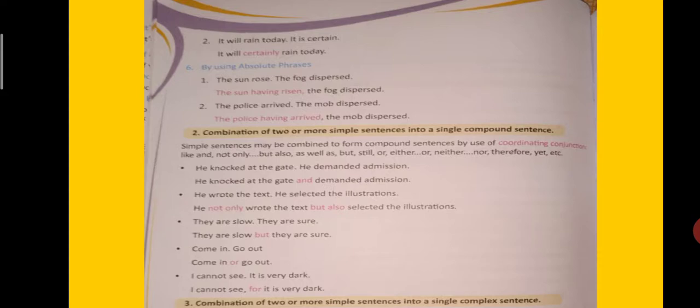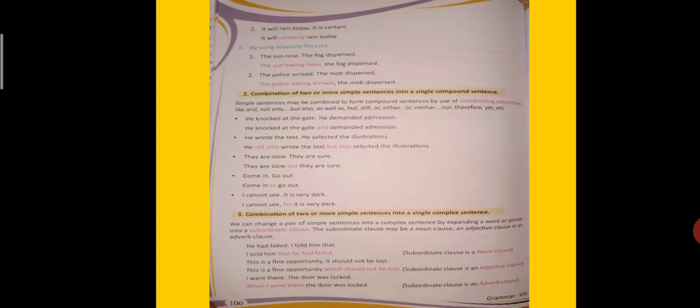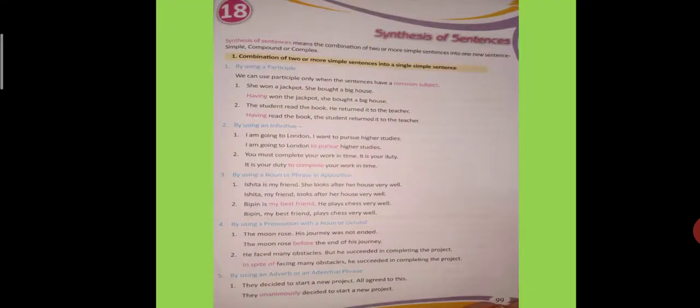So there are 6 points where you have to change this combination of two or more simple sentences into a single simple sentence. So 6 points are there that you have to remember. That is by using a participle, by using an infinitive, by using a noun or phrase in apposition, by using a preposition with a noun or gerund. Fifth, by using an adverb or adverbial phrase. And then sixth, by using an absolute phrase.